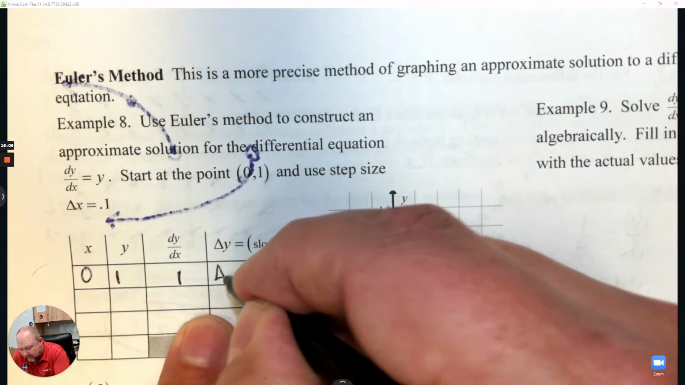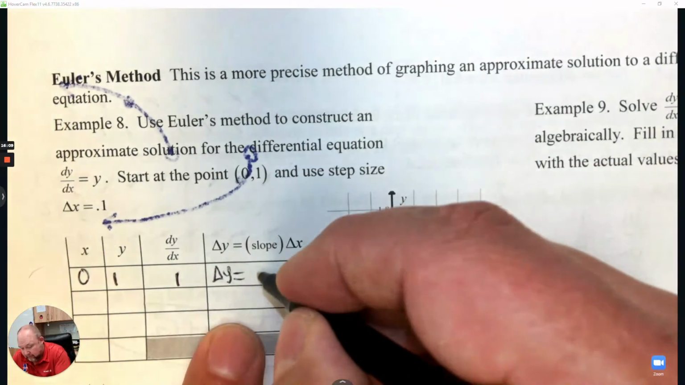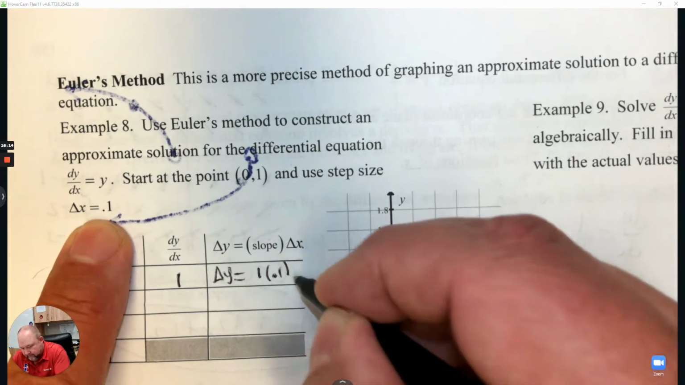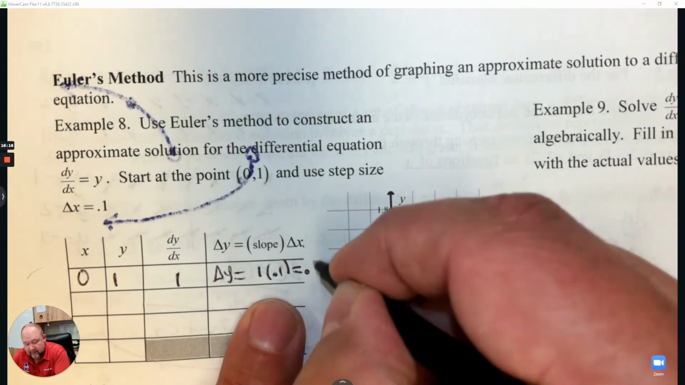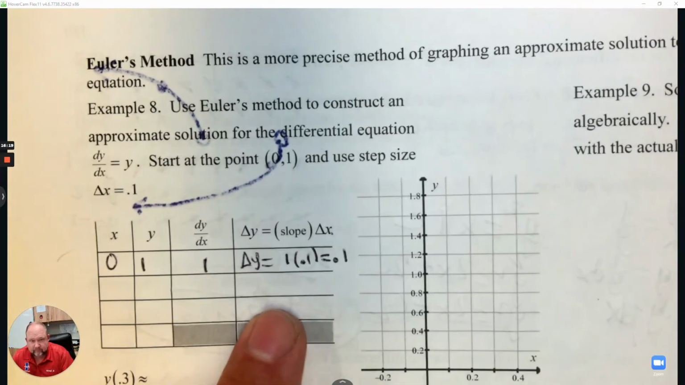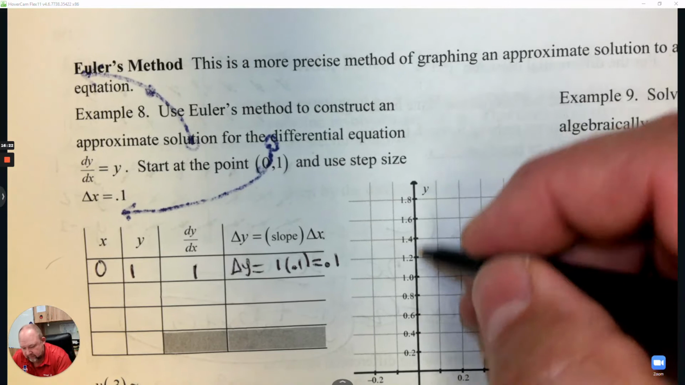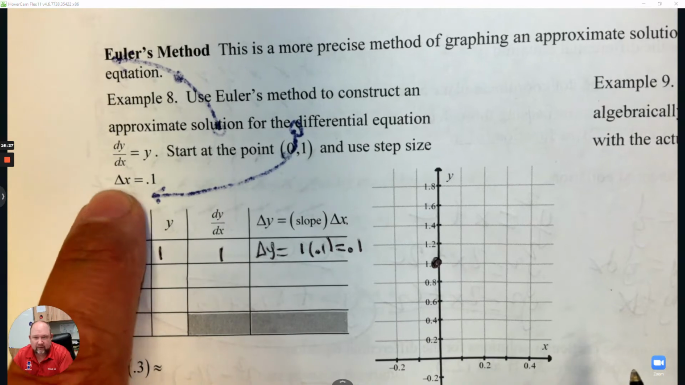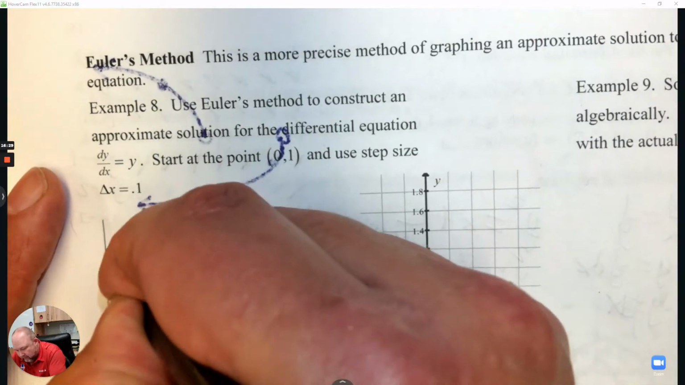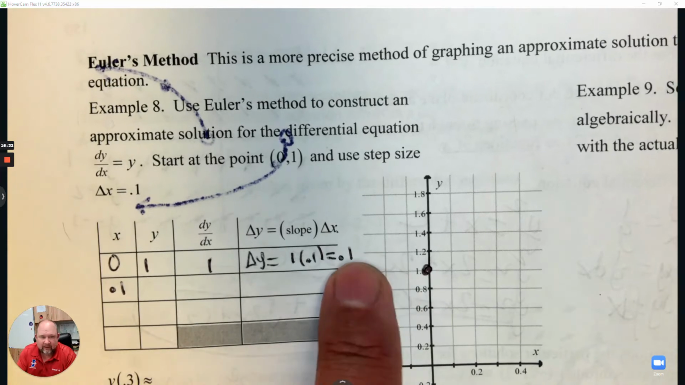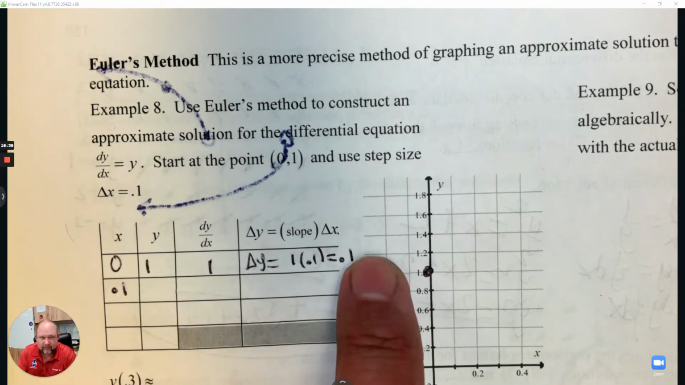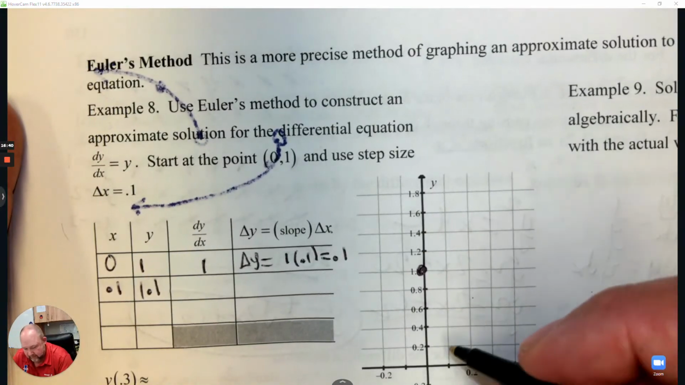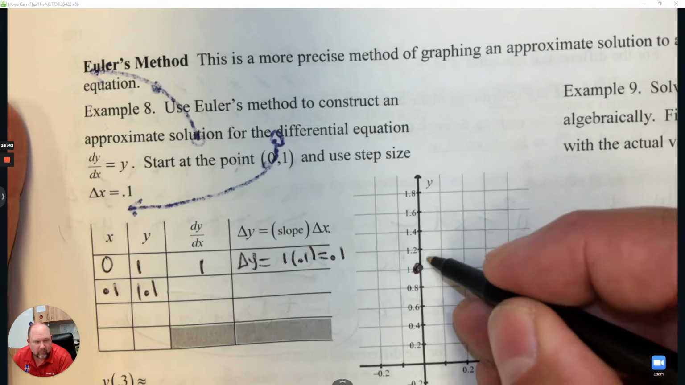And then to find the change in y, we're going to take the slope, which is the derivative, times the change in x, which is 0.1, and get an answer. So 1 times 0.1 is 0.1. And so we have a starting point which is at 0, 1. Now here it becomes interesting. The x values are increasing by 0.1. So this is 0.1. The y value is now increasing by 0.1. So 1 plus 0.1 makes it 1.1. And now I find that on my graph. So find 0.1 and 1.1.